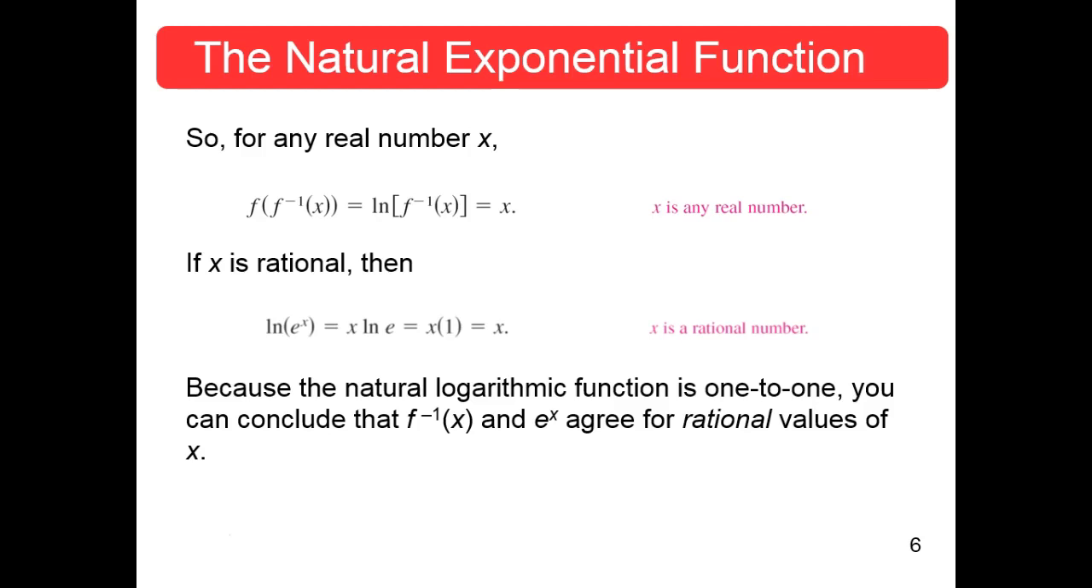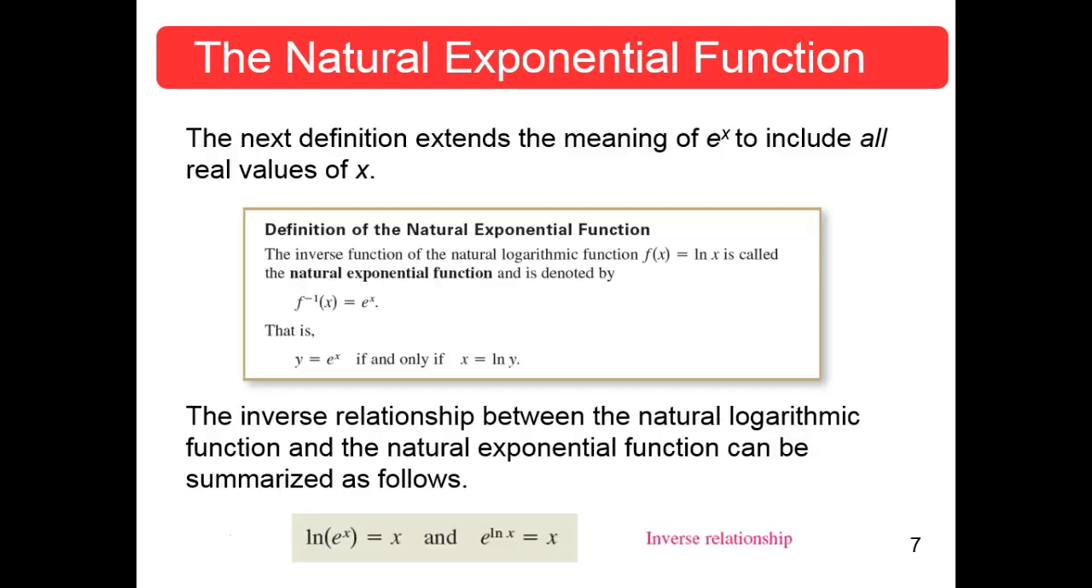Rational for sure, but because the natural logarithmic function is 1 to 1, you can conclude that f inverse and e to the x have to agree for the rational values of x. If they agree for the rational values of x, they're also going to agree for the irrational values of x, because you can't just pick and choose in there. All right, so this next definition extends the meaning of e to the x to include real values. Again, to me, this is tedious. There are, to me, much easier ways to do this, but this is how he's choosing to do it.